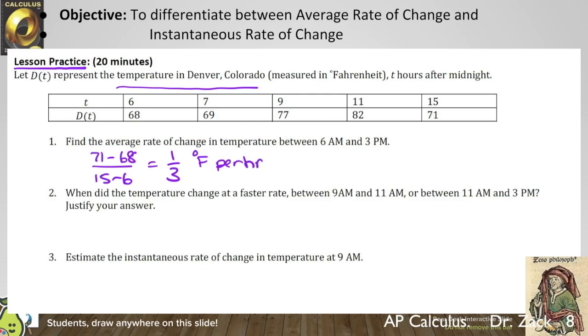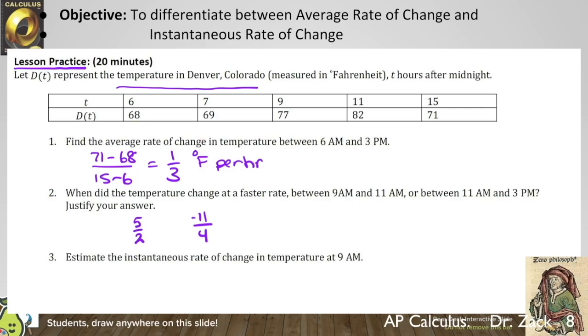For the second question, perhaps you found both of the values for the average rate of change. And when you had both values, you found that one was 5 over 2 and the other was negative 11 over 4. Now, although negative 11 over 4 is a negative number, it is a faster moving temperature between the values 11 a.m. and 3 p.m. The reason that it is faster is because 11 over 4 is greater than 5 over 2. The negative sign does not matter when we're discussing a rate.